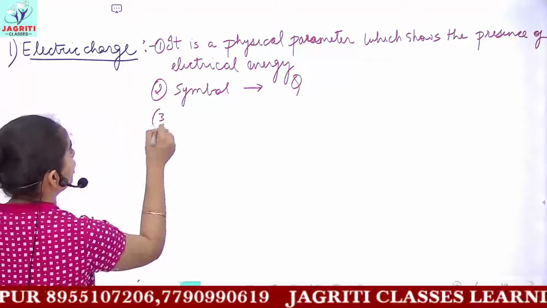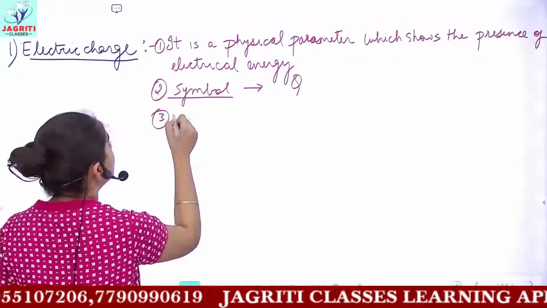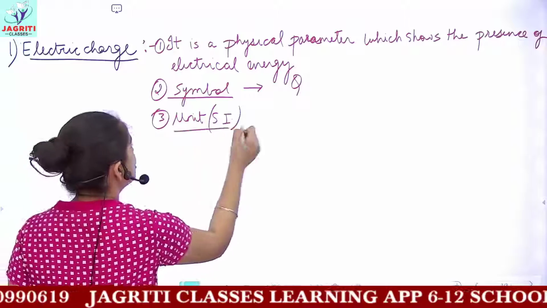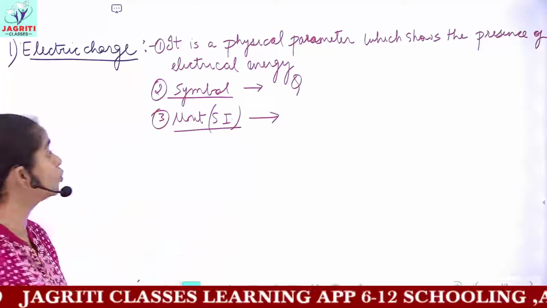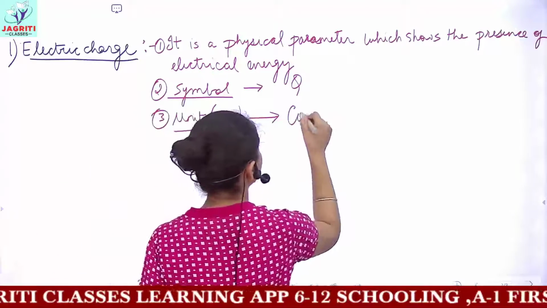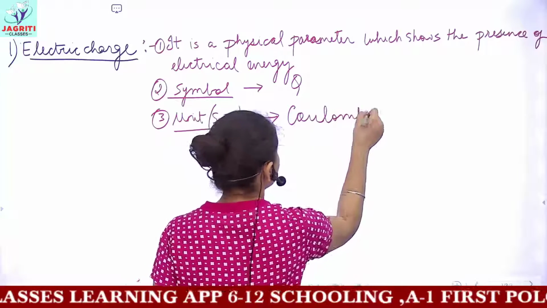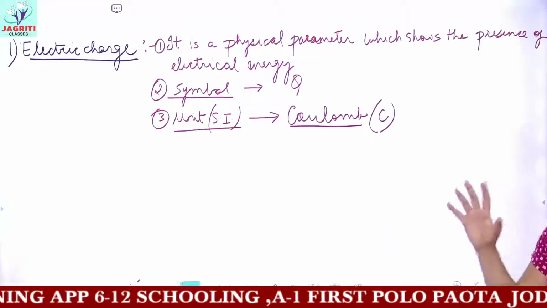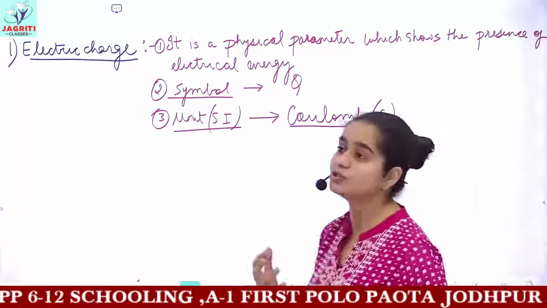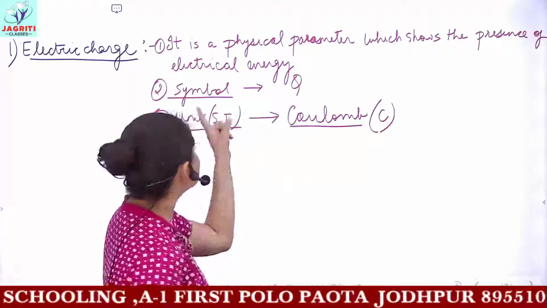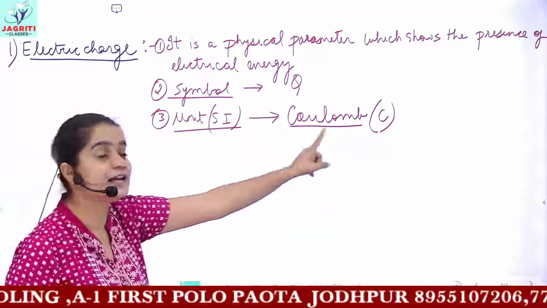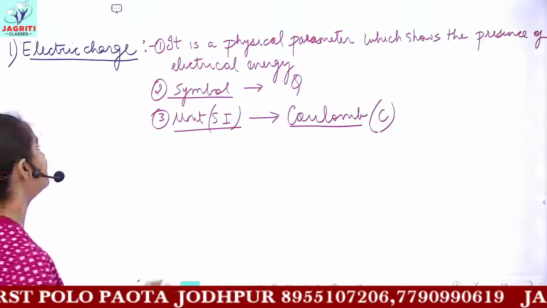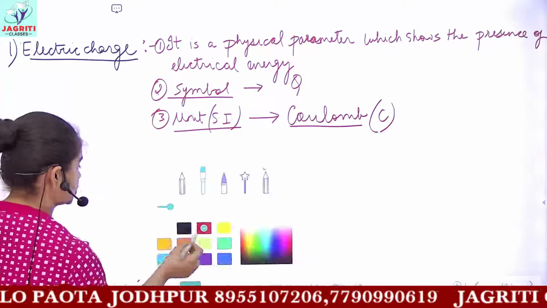Then the third point is the unit. Here we are specifying the SI unit of charge. The SI unit of charge is coulomb, and this coulomb unit is denoted by the letter capital C. So electric charge is a physical parameter which shows the presence of electrical energy. Its symbol is Q and its SI unit is coulomb, which is represented by C. So this is the definition of charge.